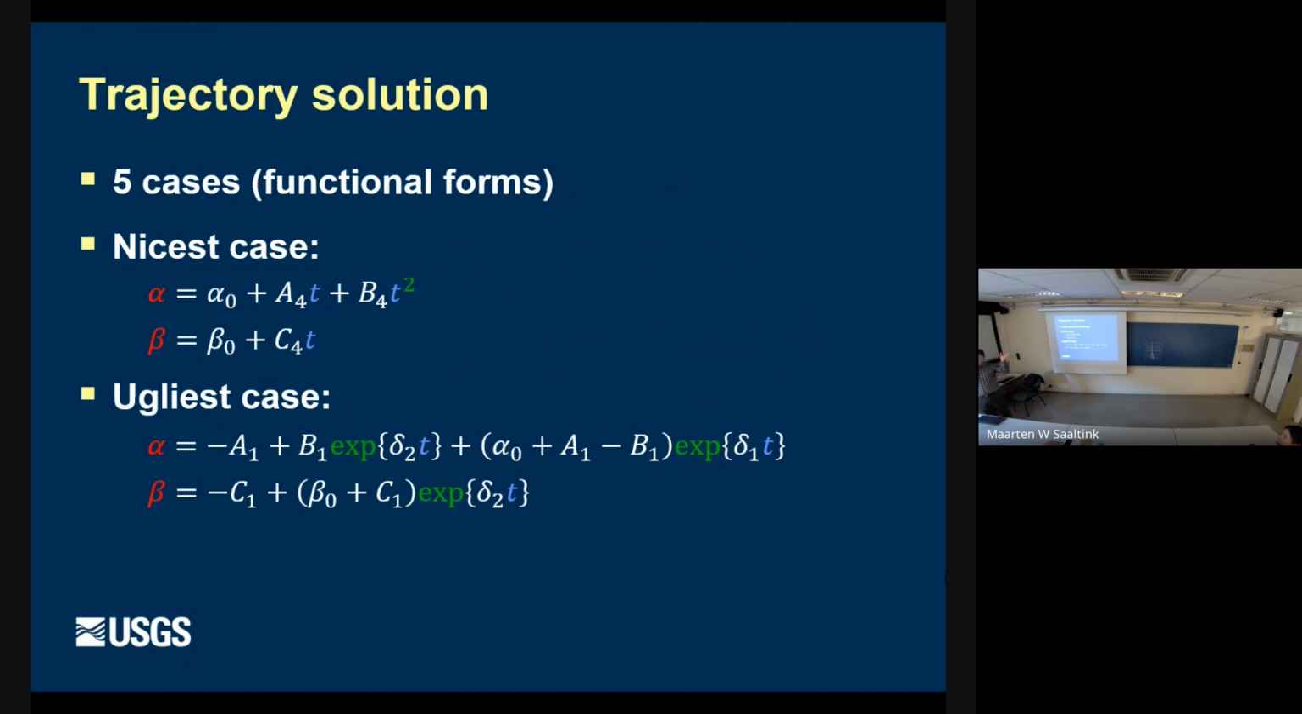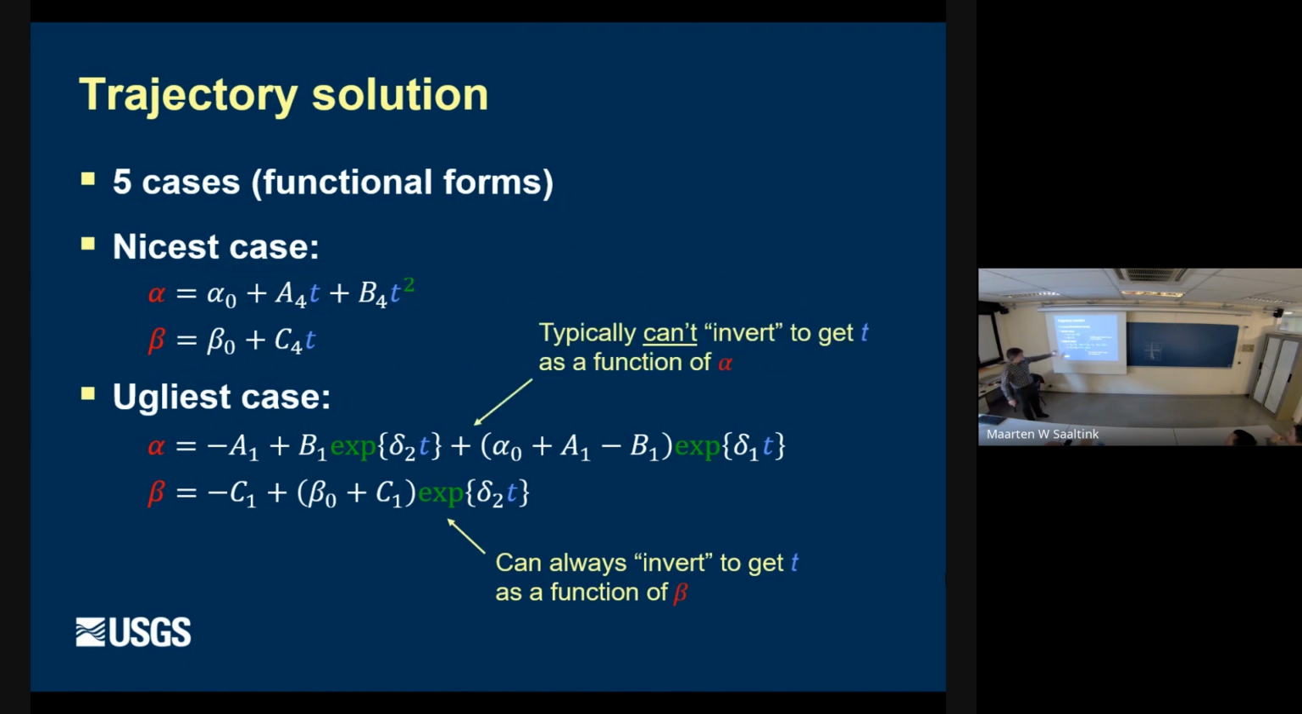Are they real? Are they imaginary? Are they this and that? But basically, we've reduced it down to 5 specific cases. This is the nicest looking case, and this is the ugliest looking case. Ugly in the sense of a lot of exponentials and crazy stuff going on. So we can always invert this to get t as a function of the beta coordinate, but we can't do the same with alpha. So we need to do a semi-analytical approach here.